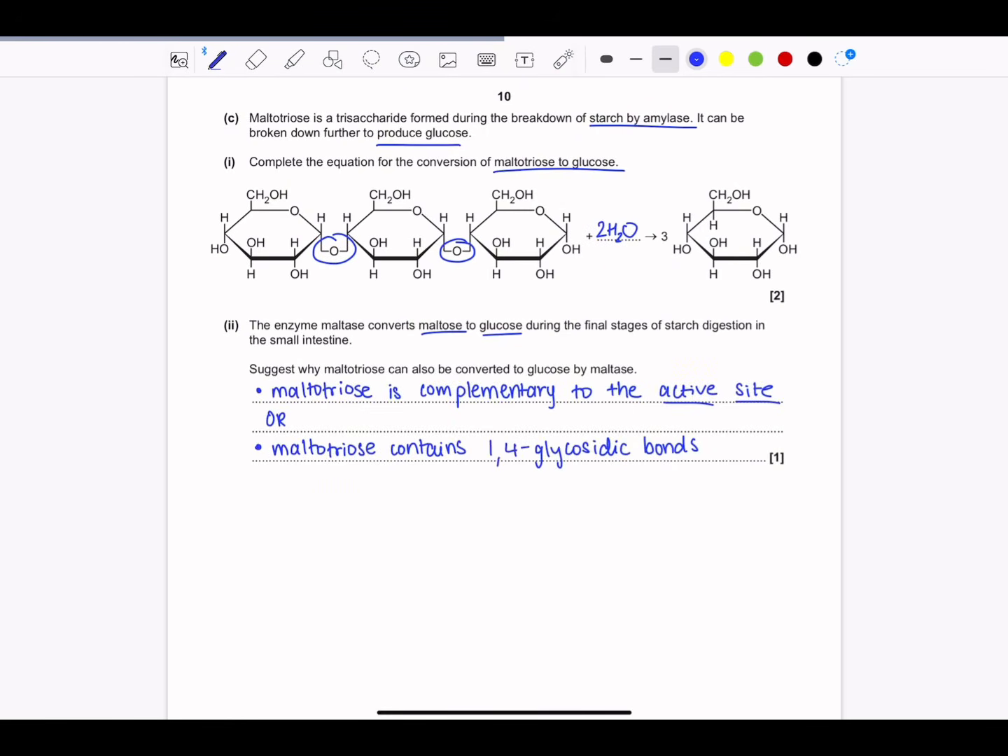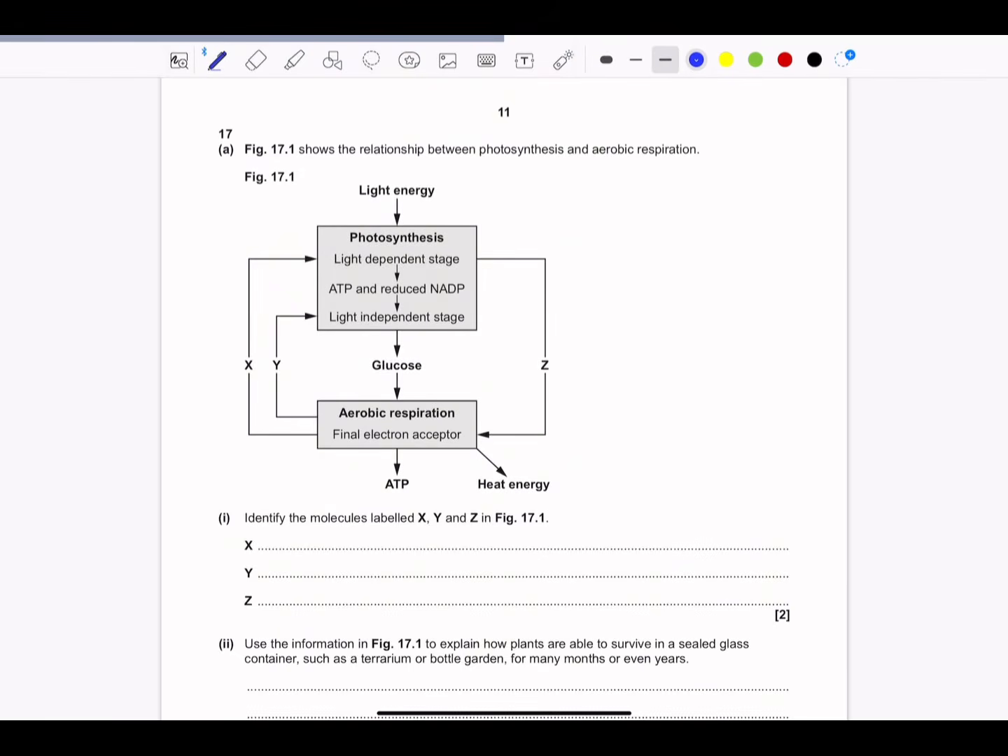If you will be writing the first statement, you do have to clearly state active site in order to score the mark. In the next question, figure 17.1 shows a relationship between photosynthesis and aerobic respiration. Identify the molecules labeled X, Y, and Z in figure 17.1.